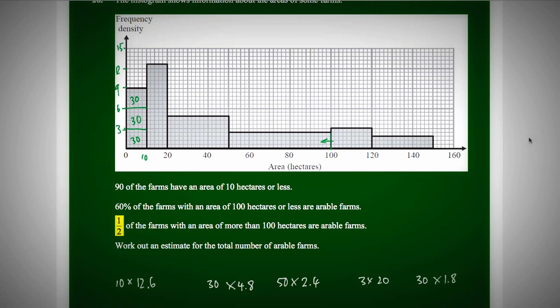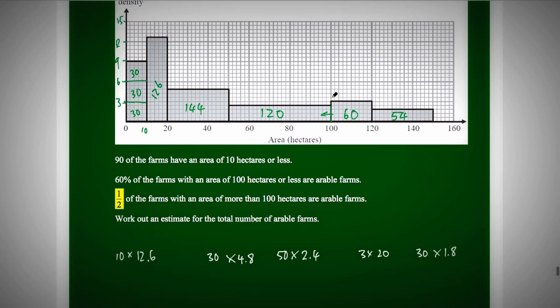So each of those calculations worked out, I'm going to label in the various columns, so that's 126 in there, 30 times 4.8, 144 in here, 50 times 2.4 is 120, 3 times 20 is 60, and 30 times 1.8 is 54.